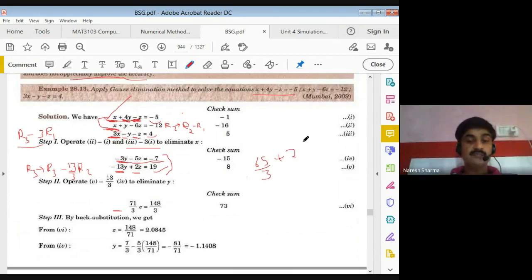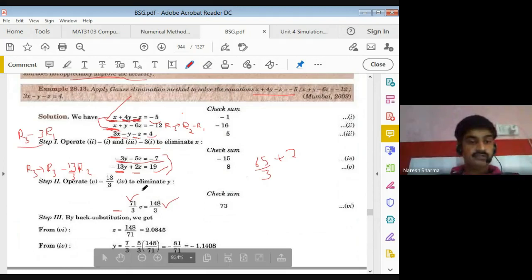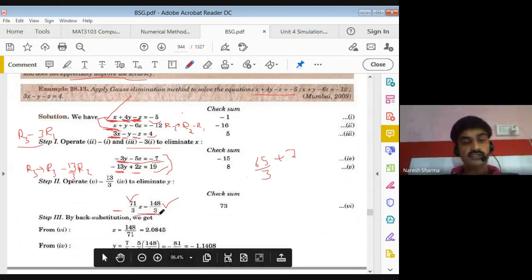So when you take LCM, 6. So 6 plus 65 is your 71 by 3. The same you can apply on this and you get your 148 by 3. So we have now this equation. You can cancel out 3 with 3, divide the 71 to the right side, and that gives you the value of z.